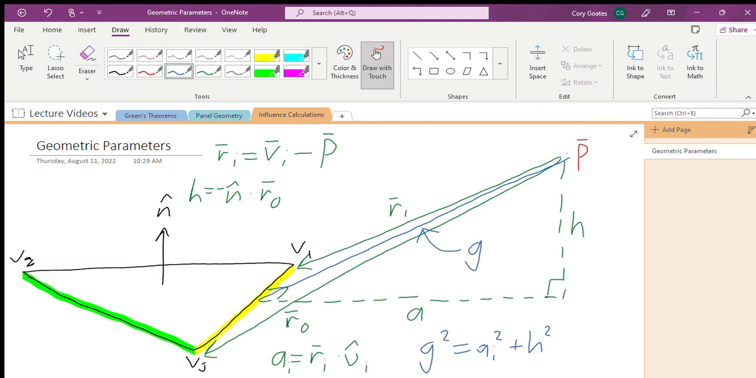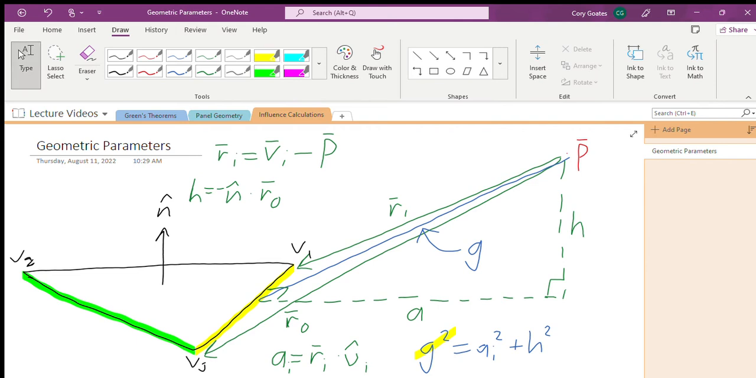Now, if you'll notice in your influence calculation for the induced potential, you only ever need G squared. So don't ever bother about taking the square root of this. Just leave that as G squared. Store it like that because that's all you're ever going to use. That'll save you some computational time and save you loss of numerical accuracy if you're taking the square root of something and squaring it again. You don't need to do that.